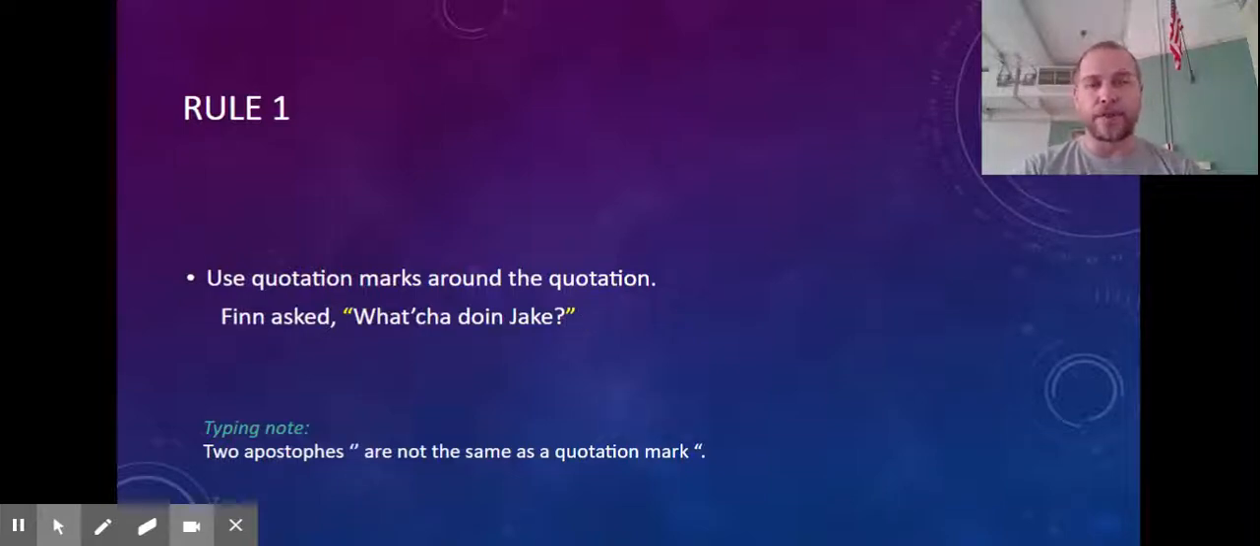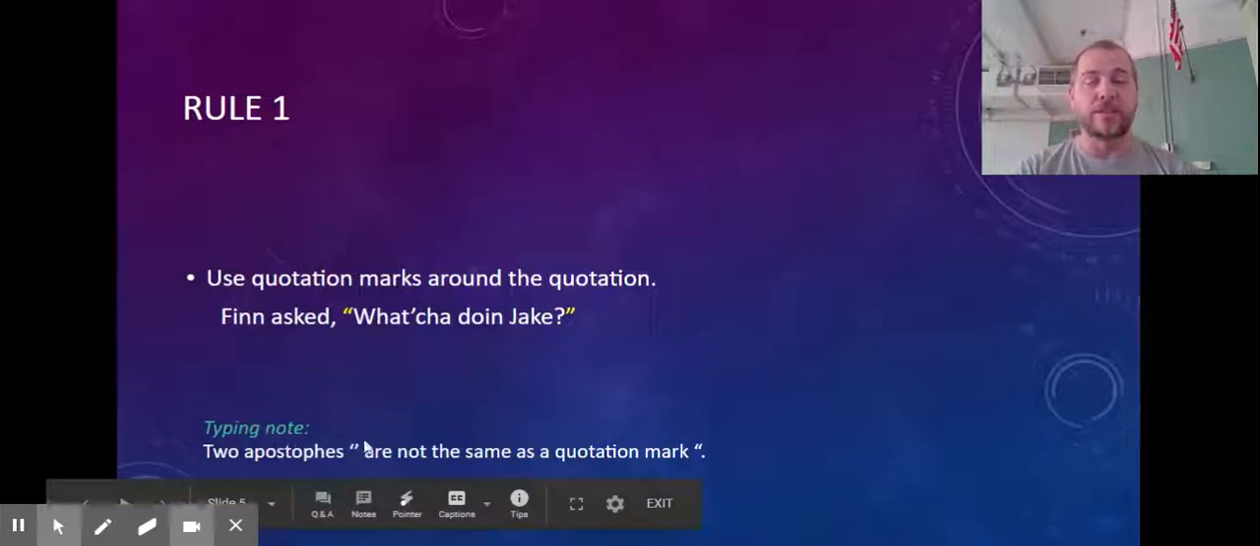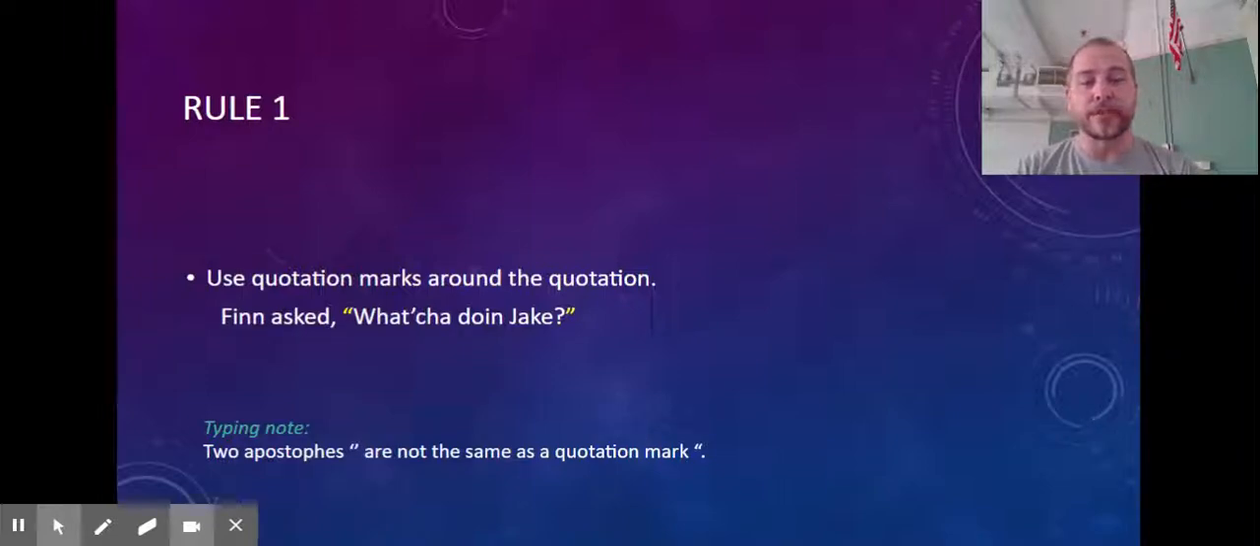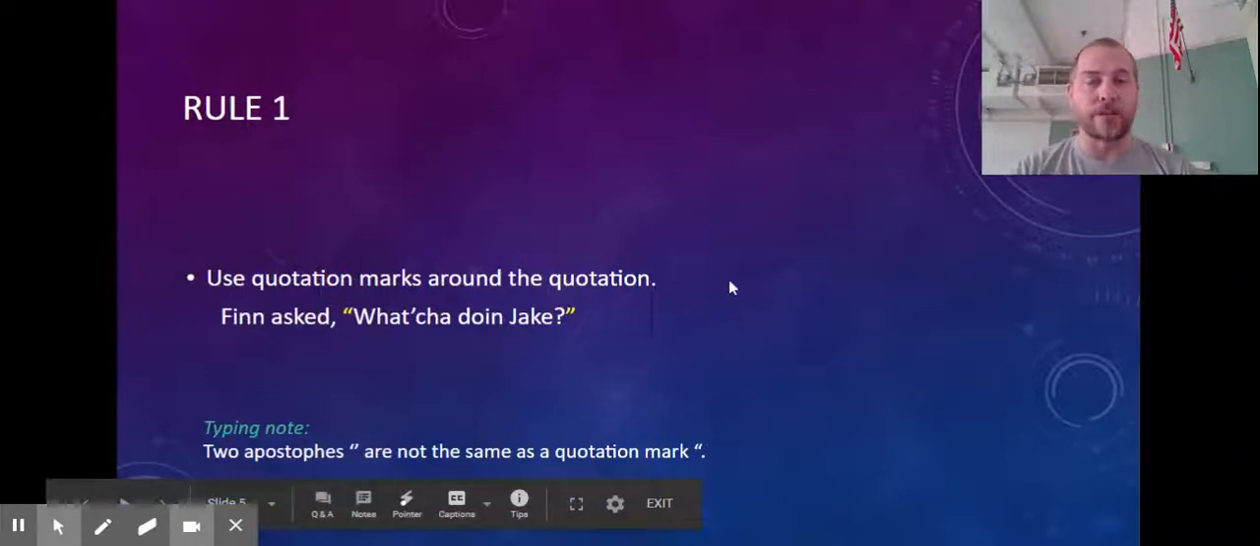Now, just a note when you're typing out your dialogue, don't use 2 apostrophes in the place of a quotation mark. It might look the same in some fonts, but in some fonts it'll look weird. And so it's just better to get in the habit of using the actual shift button to make a quotation mark rather than using 2 apostrophes. You'll thank me later because you can get into trouble if you do it that way.